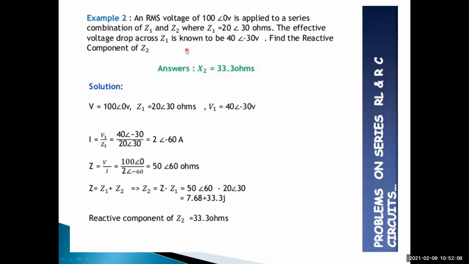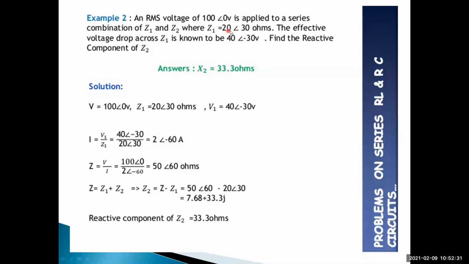And then the next problem. An RMS voltage of 100 at an angle of 0 is applied to a series combination of Z1 and Z2, where Z1 is equal to 28 at an angle of 30 degrees ohms.